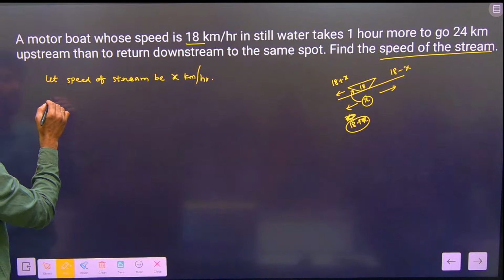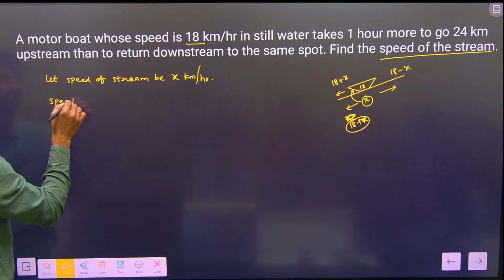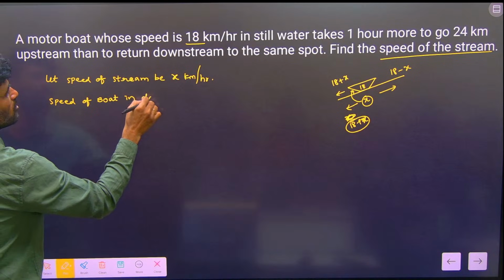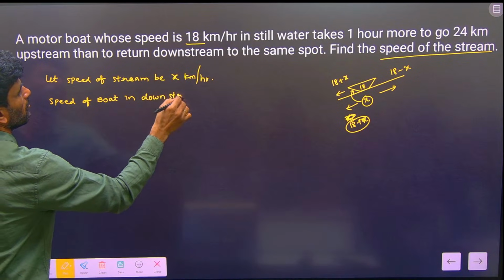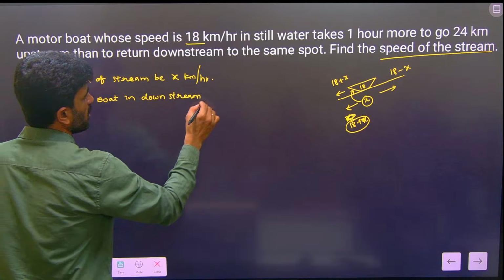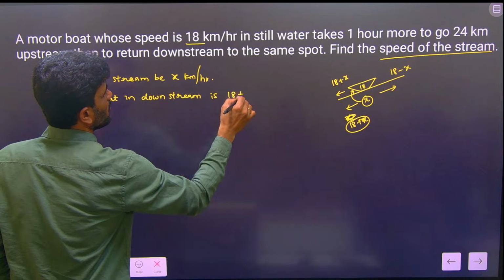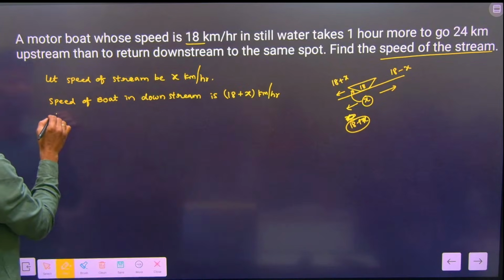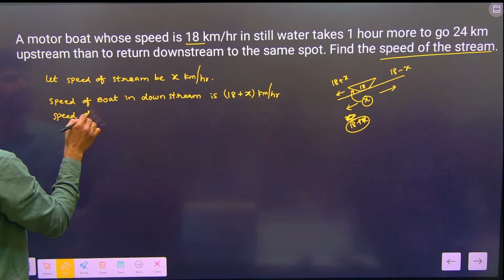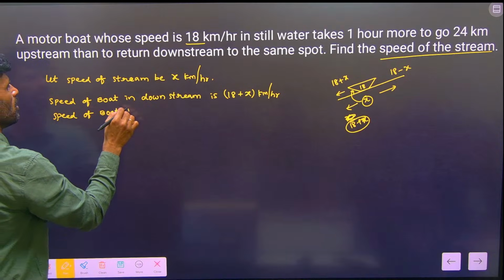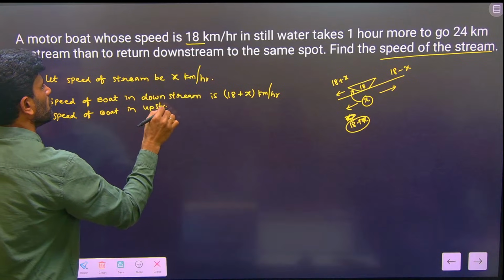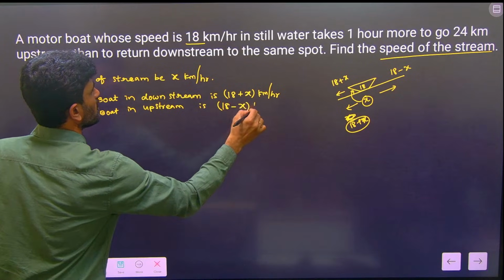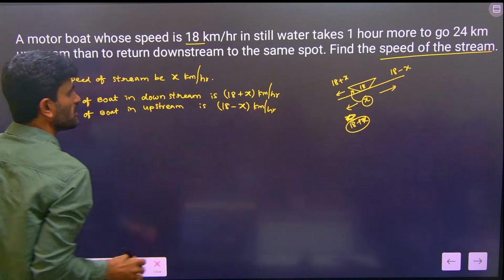x kilometers per hour. Then speed of boat. Directly I am writing. Speed of boat in downstream is 18 plus x kilometers per hour. Speed of boat in upstream is 18 minus x kilometers per hour. First important point, you have to write this.